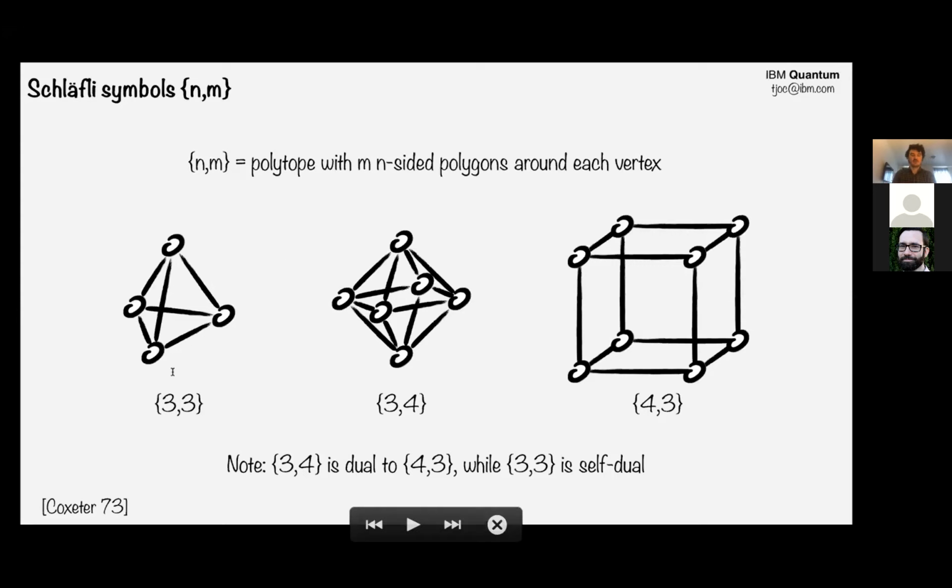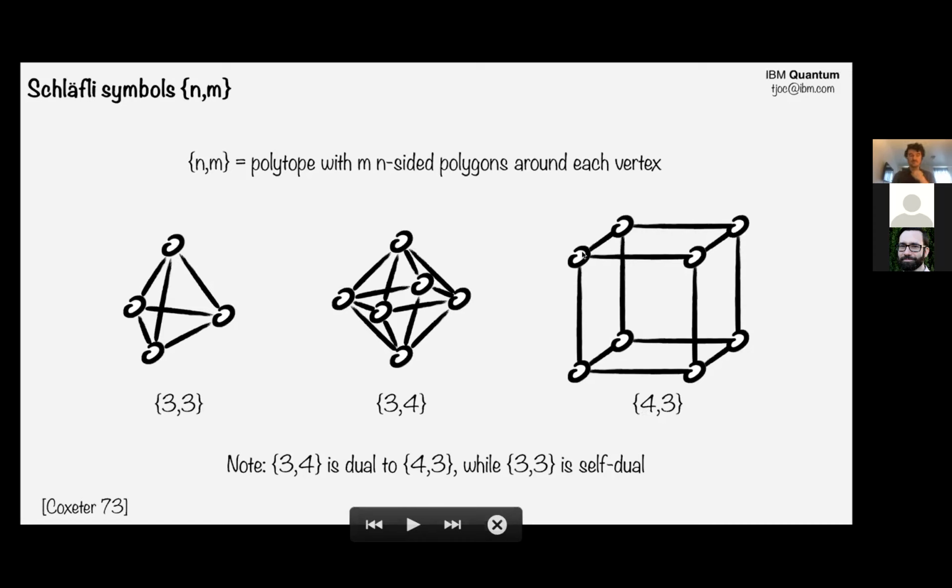So a 3-3 has 3 triangles around each vertex. So that's just a tetrahedron, right? If you look at each vertex, it has 3 triangles around each vertex. And so a 3-4 has 4 triangles around each vertex. And that's just going to be your octahedron, right? If you look at a given vertex, you have 4 triangles around each vertex. And a 4-3 has 3 squares around each vertex.